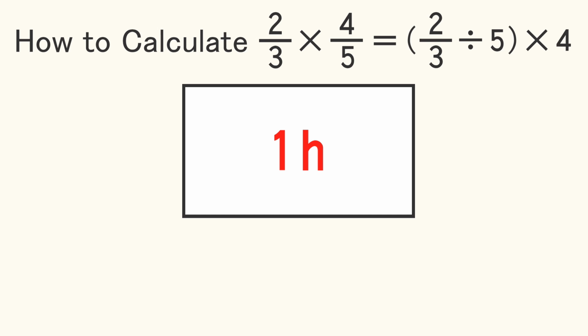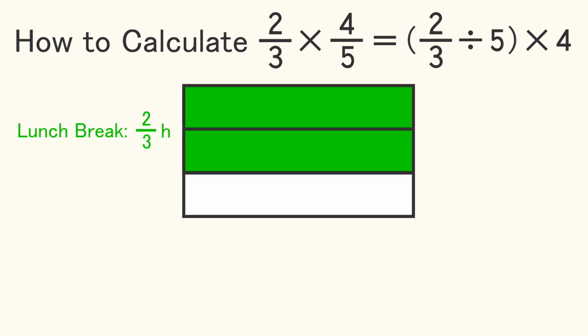First, we start by drawing a rectangle that shows 1 hour as an area because we want to find a fraction of 1 hour. Next, we show the 2/3 hour lunch break. To do this, we divide the 1 hour rectangle into 3 equal vertical parts by drawing 2 horizontal lines and color 2 of them green.